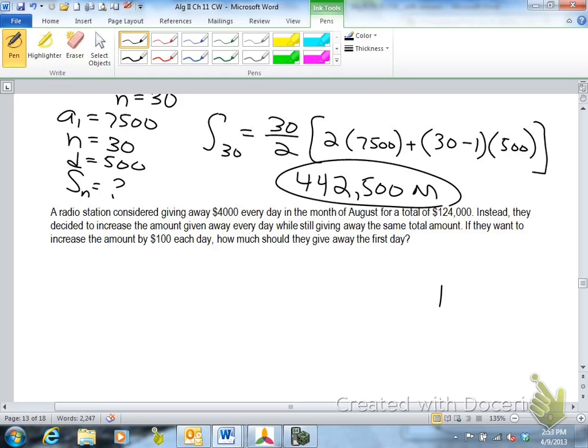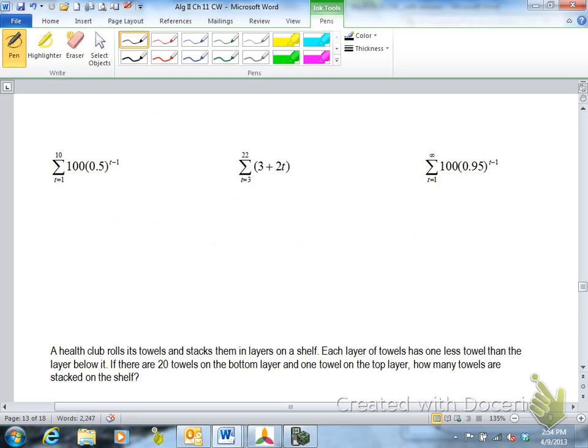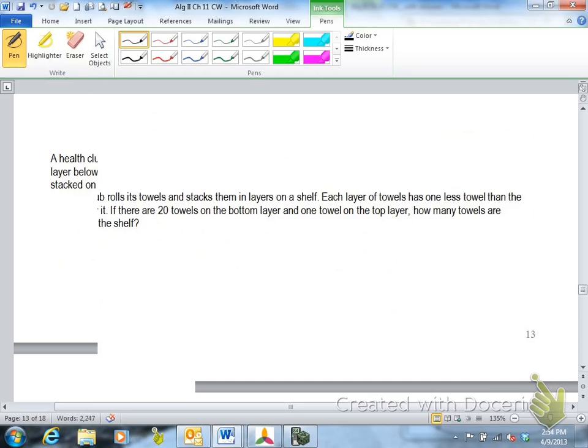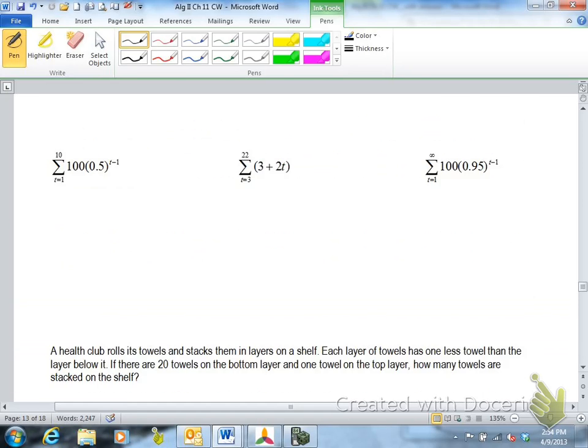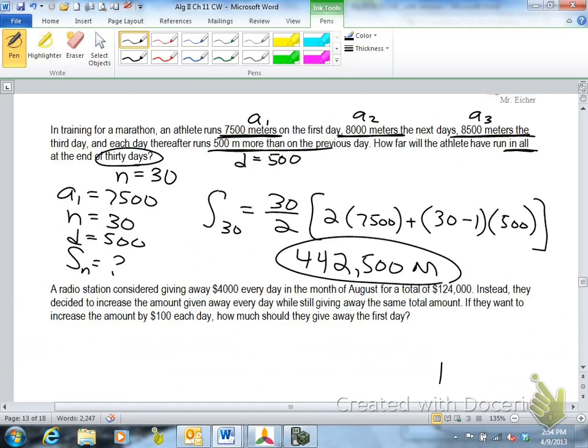The next one I will put an answer key on Blackboard if you want to see it. These three sigma notation, you can try those on your own.